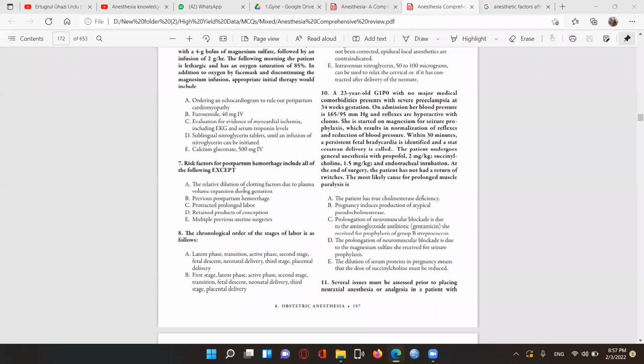Okay. So relative dilution of coagulation clotting factors due to plasma volume expansion during gestation. Is it a factor for PPH? No, sir. So I think this should be, we will see, previous PPH, yes. Protracted prolonged labor, yes. Retained placenta, yes. Multiple previous uterine surgeries, yes. So this should be the answer. Okay. Actually, it's the other way around. It is a cause for pulmonary embolism and DVT.